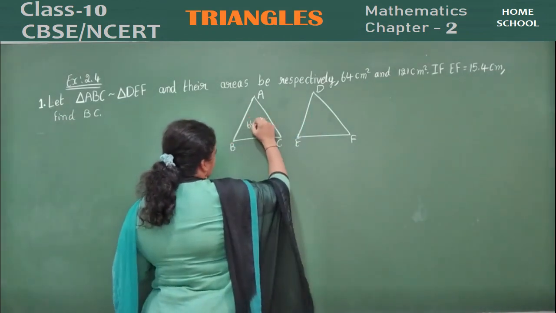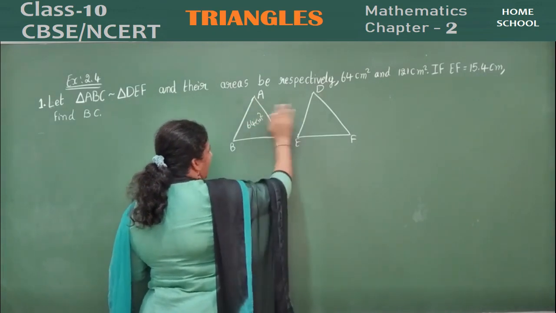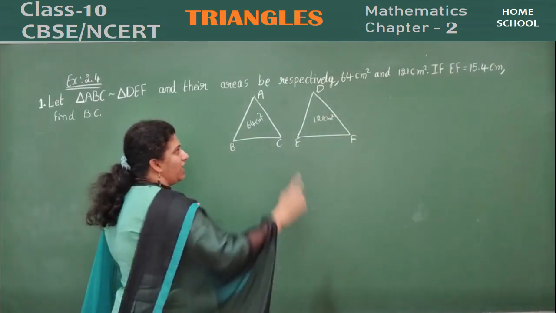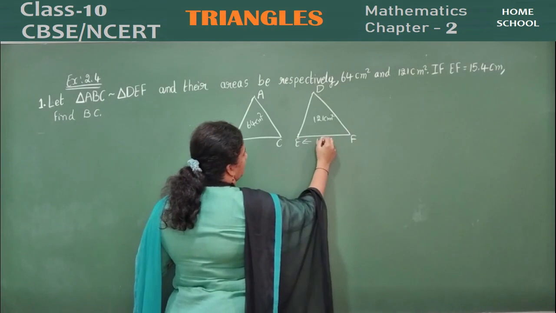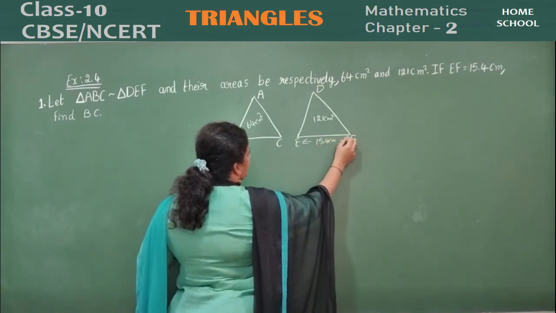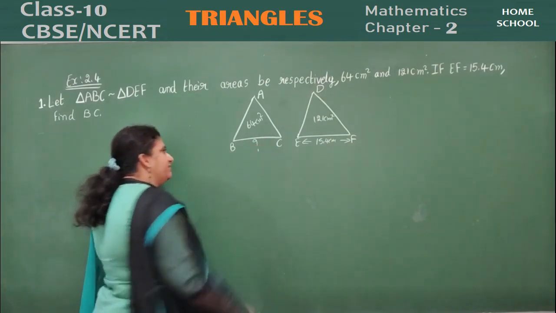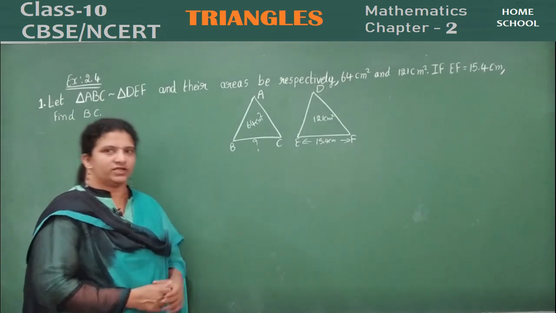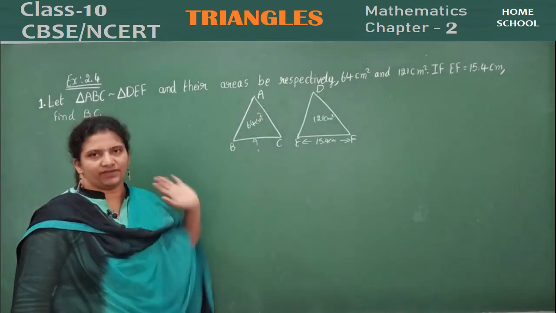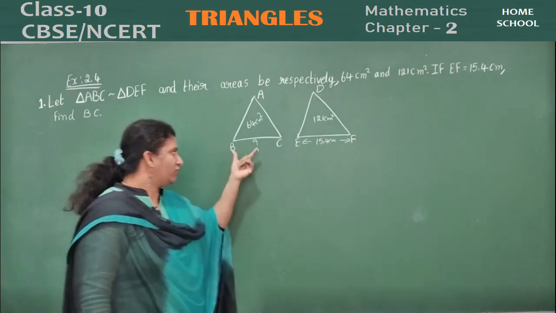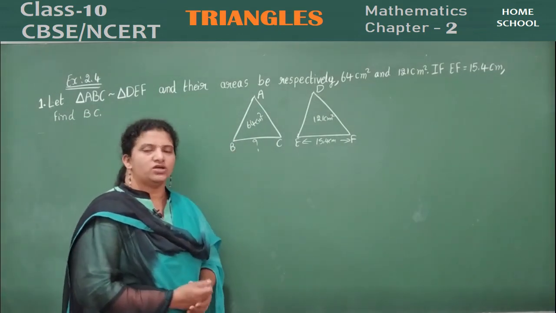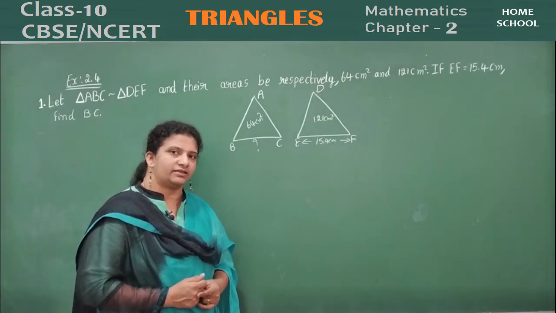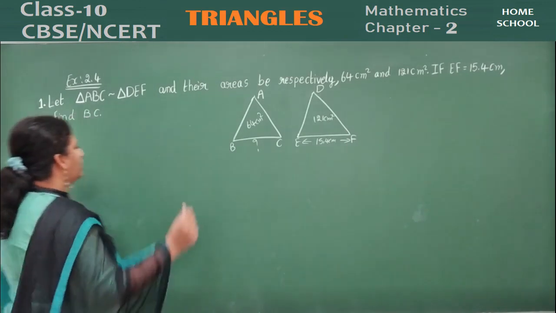Look here children, these areas respectively. Okay, let me take ABC, 64 centimeters square is the area, and this area is how much? 121 centimeters square. If EF is equal to 15.4 centimeters, find BC. This is the question asked for you children. In two triangles, areas given and one side given, you need to find the missing side of another triangle. So immediately what do you remember here? You remember the theorem. What is that theorem? Areas of similar triangles.